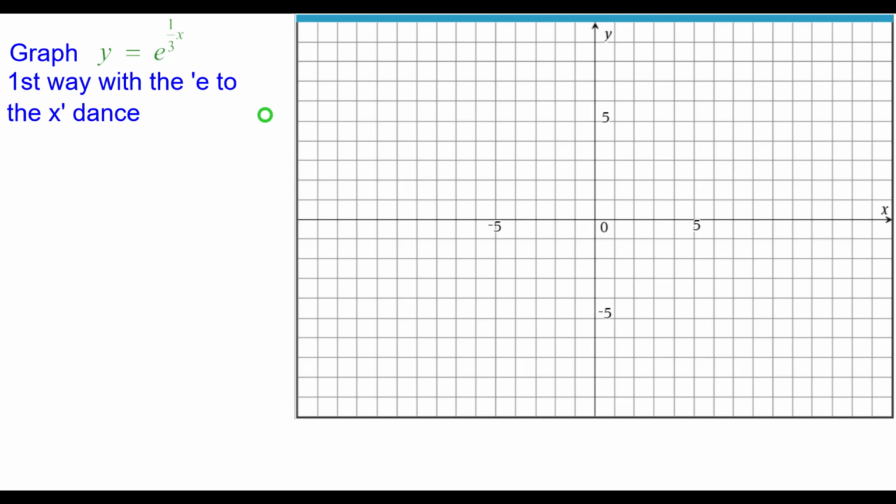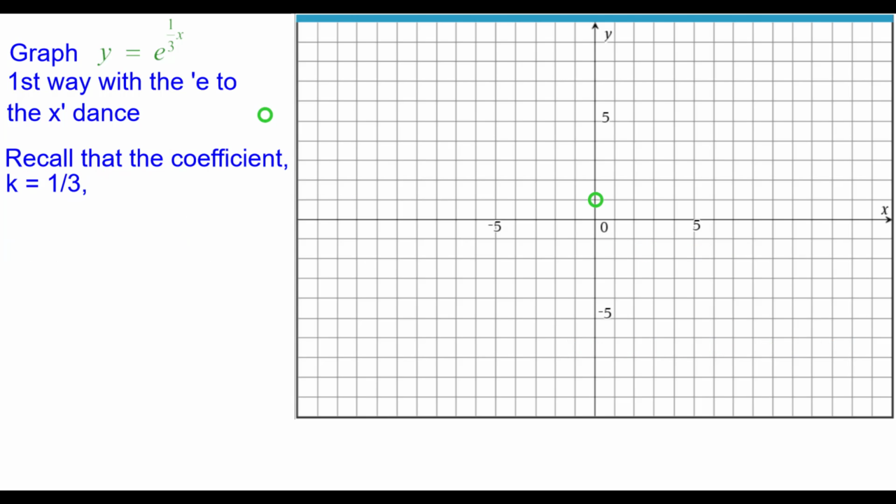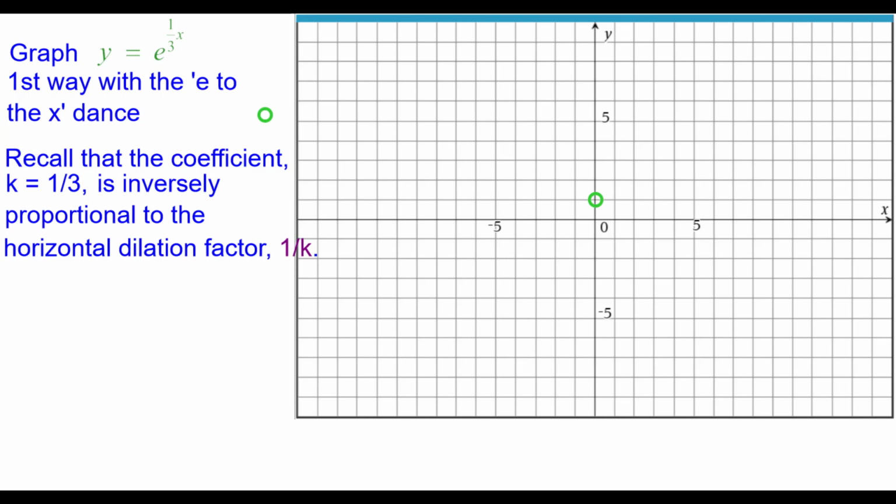The first way is with the e to the x dance. The first point of that dance is at 0, 1, and this is not affected by the coefficient of x, 1/3, because when x is equal to 0, you can see that y is equal to 1. So we go right 0 up 1 for that initial point. Also recall that the coefficient k equals 1/3 is inversely proportional to the horizontal dilation factor, which is the reciprocal. That is, we're going to multiply each x value by the reciprocal of 1/3, which is 3.